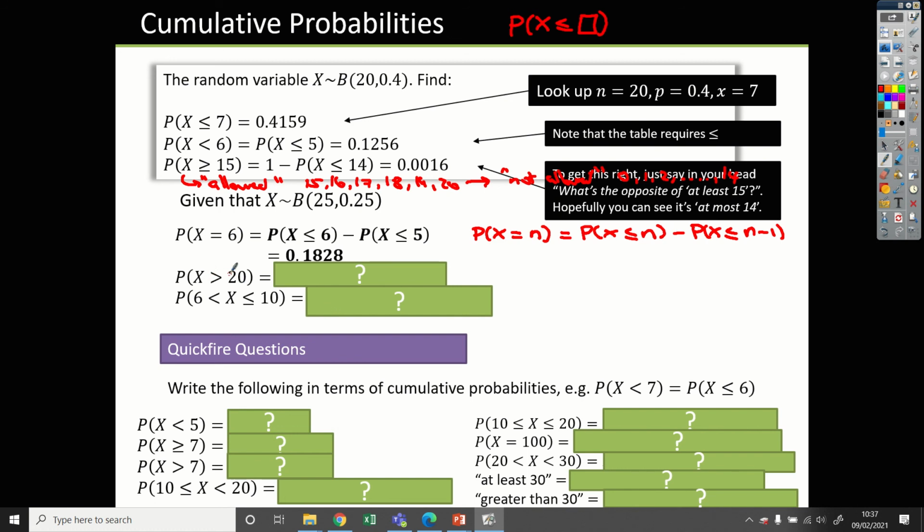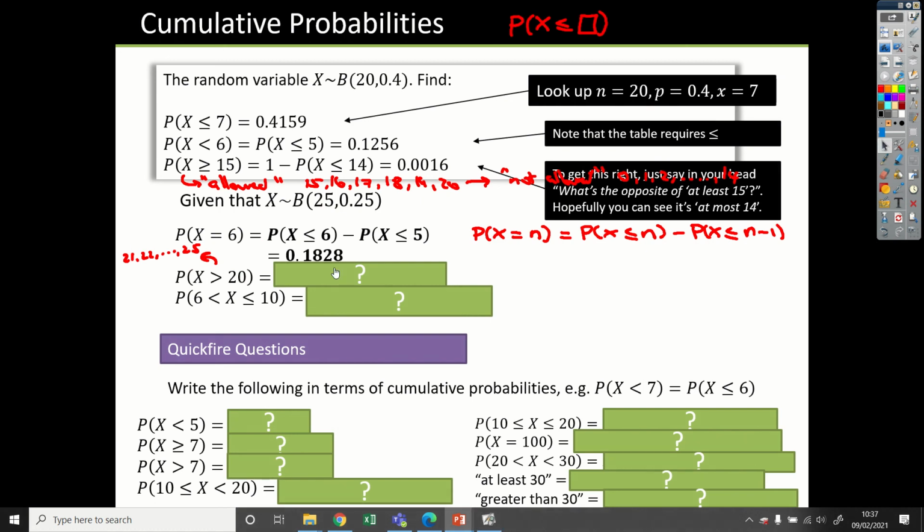Bigger than 20, so that's going to be 21 and bigger, 21, 22, up to 25, because that's our n. The ones we don't want then are 0 up to and including 20 this time. So this chance turns into this, 1 minus the chance that x is less than or equal to 20. Again, you can work that out in your calculator if you want to, but for now we're just trying to get this in terms of these guys.